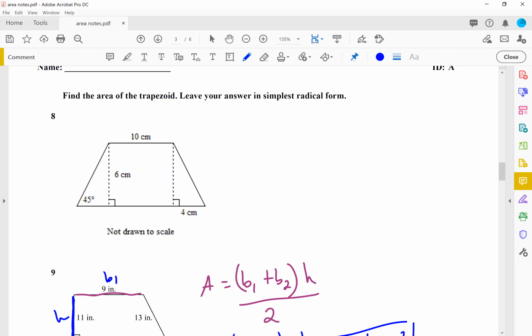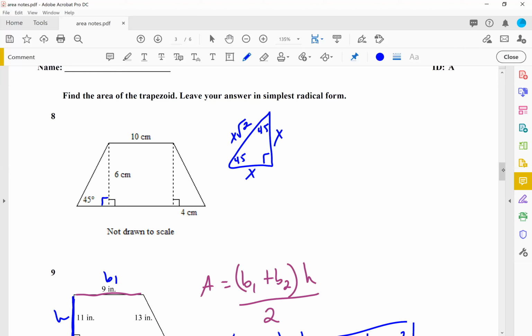All right, right now it looks like these two slanted sides, the legs, are the same. However, you have to use this 45 here, and this will help us on number 10 as well. You see this 45 and this 90? That means this over here is also 90. So on the left-hand side, we have this triangle. It's a 45, 45, 90. Remember, on a 45, 45, 90, you have x here, you have x there, and then you have x square root 2. So you've got to be careful.